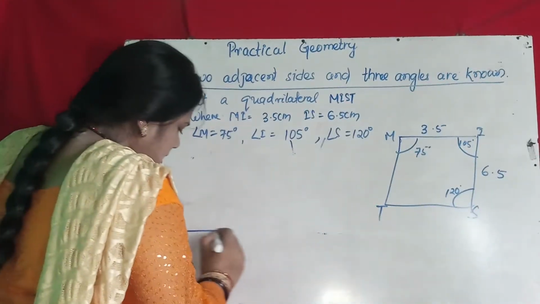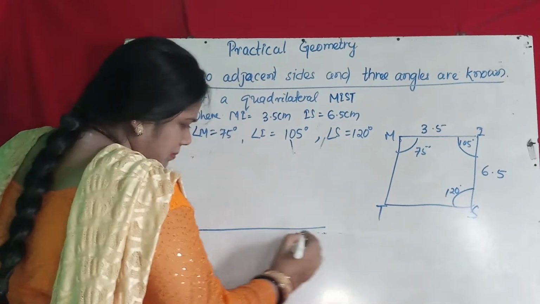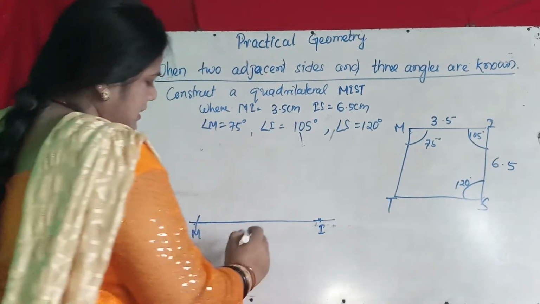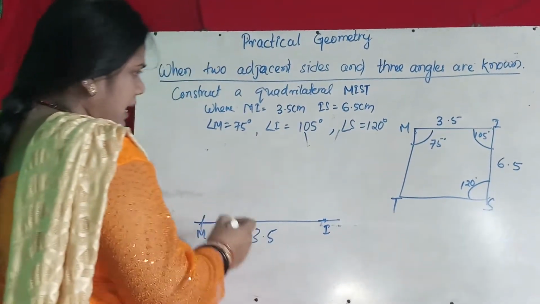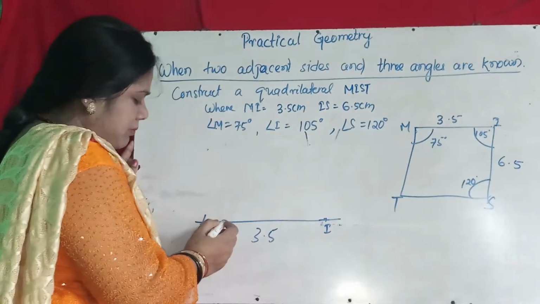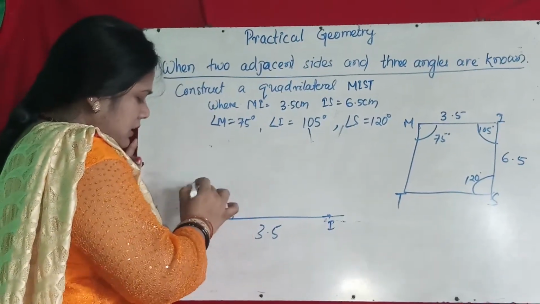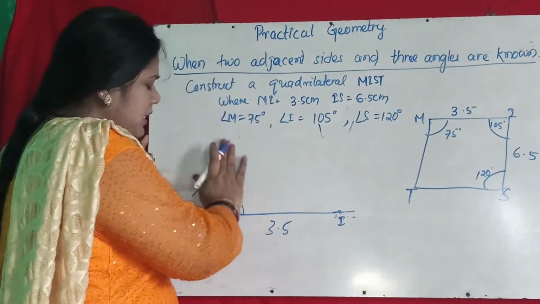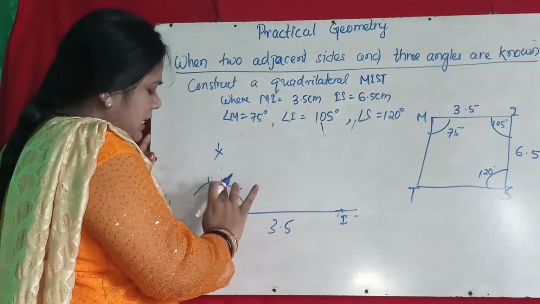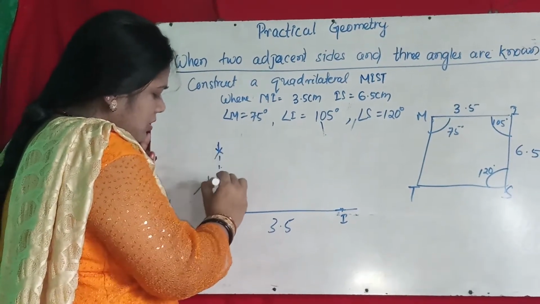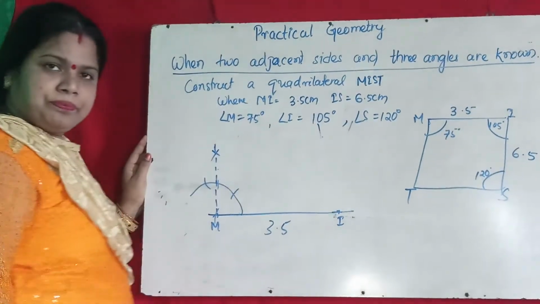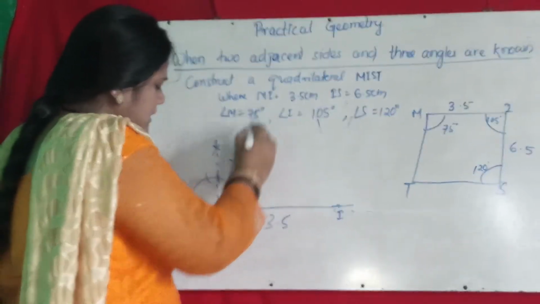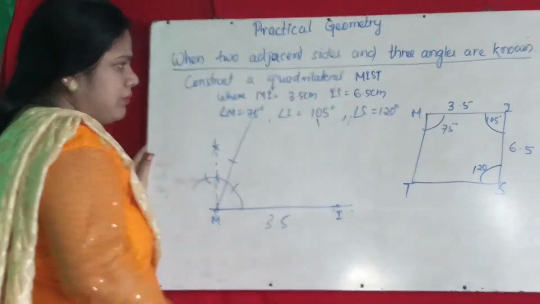So first we take MI as a base, it is 3.5. At M we will draw 75 degree. Same procedure, 60, 60, it is 90. Which is not necessary, you will just do dotted lines. Then we divide this part and get 75 degree at M.